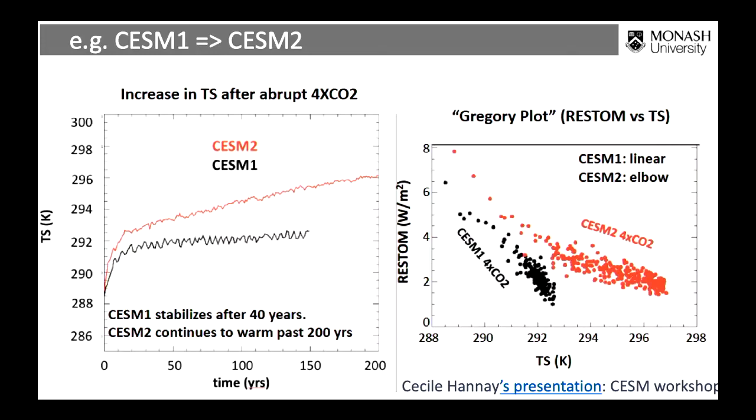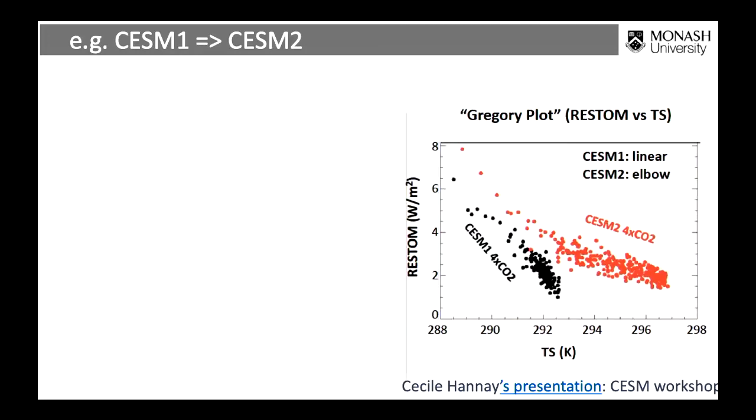And this is the typical way that people assess what the climate sensitivity of their model is. That's the Gregory method. RESTOM is just the top of the atmosphere, or top of the model, radiative balance, so it's the solar minus the long wave. Then you basically draw a line through here, and where it hits this intercept is your climate sensitivity. You can see two things. In the CSM1, it was quite linear. CSM2 has what they're calling an elbow, so it takes a while to become linear. This is highlighted, and there are a lot of papers coming out about how to assess climate sensitivity. It really depends on the time period that you look at, and that's one of the emerging science topics, I think.